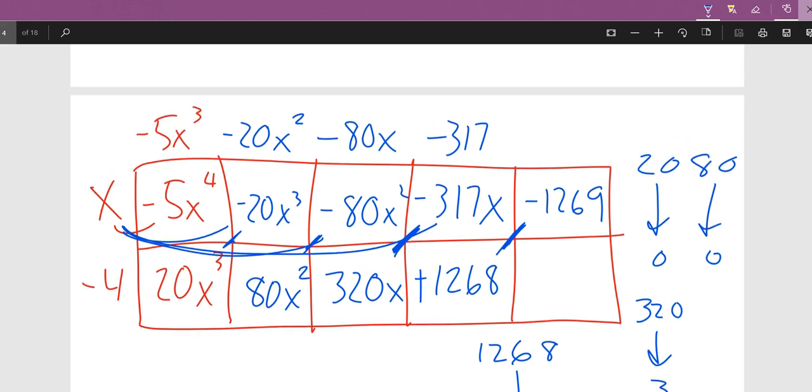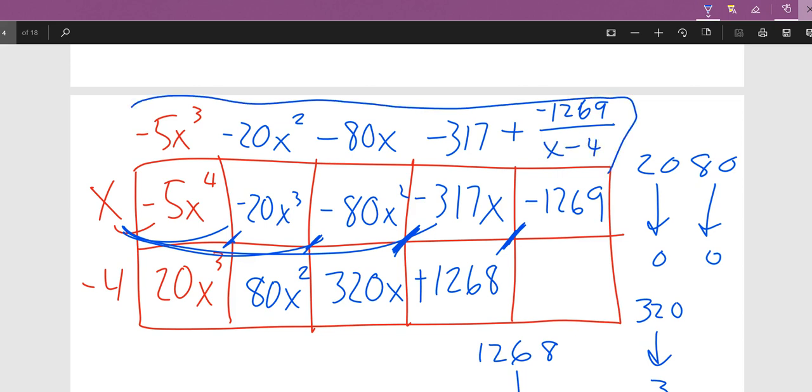So that means that I have, either I can put plus negative 1269. This is what I was talking about earlier. I can either say plus negative, or I can just say minus 1269. It's all over what? X minus 4? And so that is my answer in long division format. Anyway, I thought I would try to do some practice problems for you, just to help you learn.